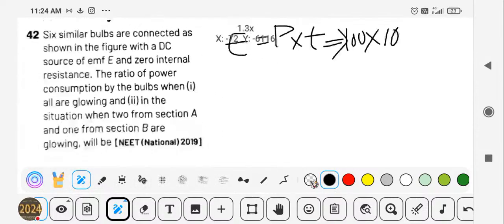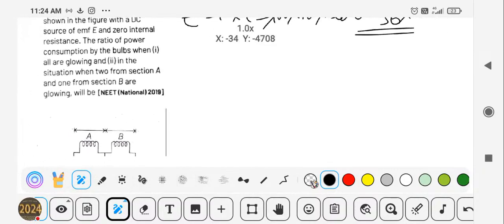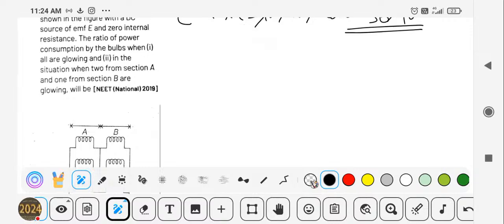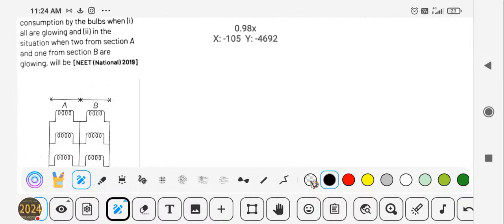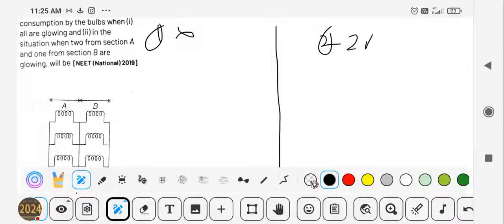Next, 42nd question. 6 similar bulbs are connected as shown in the figure with a DC source, EMF E, 0 internal resistance. The ratio of power consumption by the bulbs when all are glowing, and second, in a situation when 2 from section A and 1 from section B are glowing. Case 1 is all the 6 bulbs are glowing. In the second case, 2 from section A and 1 from section B.